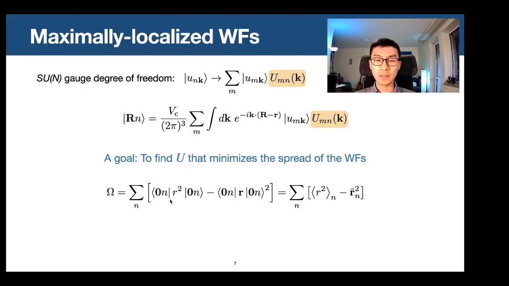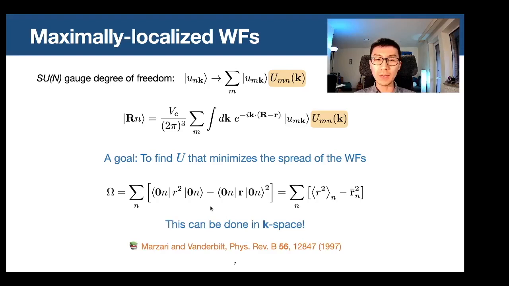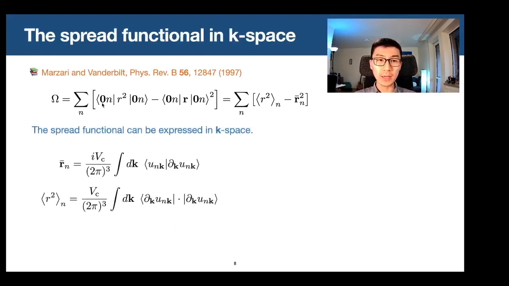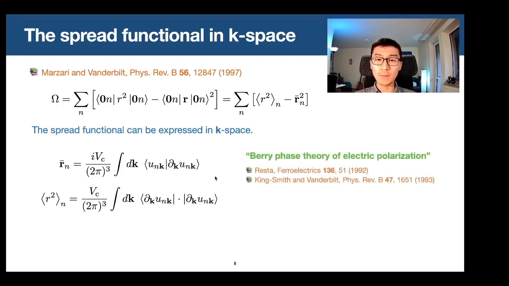Well, this functional is definitely capturing the behavior in real space, but the major breakthrough was that we can minimize omega in k space. So how can we work in k space? The idea is that we can express this quantity in Bloch functions like this. For example, the Wannier center is expressed as the k-space integral of the Berry connection, and this r squared for the Wannier function is given by this quantity, which is also called the quantum metric. If you are familiar with Berry phase theory, this has a very close relation to the Berry phase theory of electric polarization.